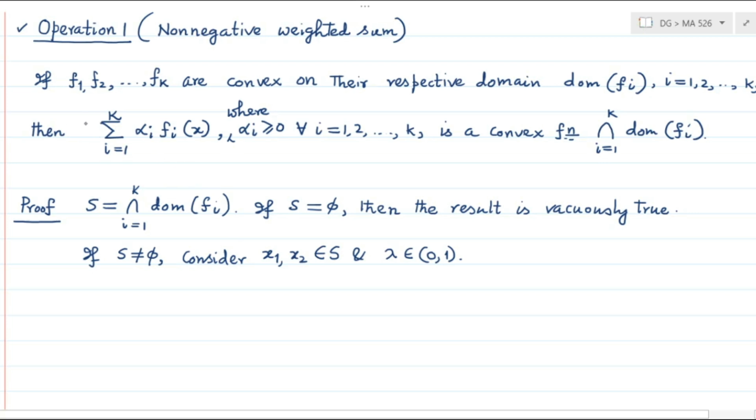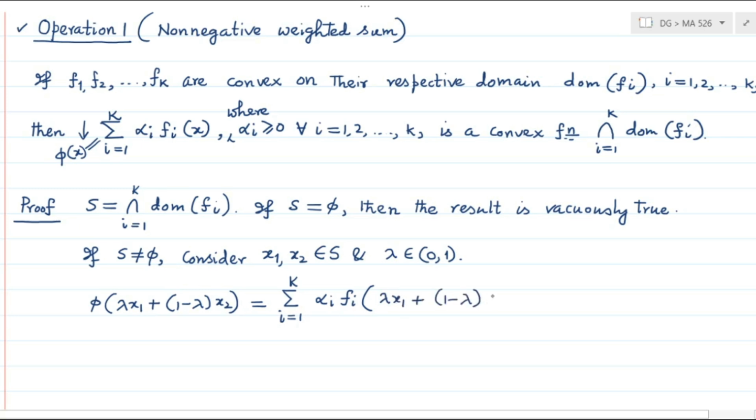Here let me take a notation for the summation function, say phi of x. For this phi, we have to prove that phi of the convex combination of x1 and x2 is less than or equal to the convex combination of the phi values at x1 and x2. How do we prove it? It is very straightforward. We note that phi of lambda x1 plus 1 minus lambda x2 is, by definition, the summation over i equals 1 to k of alpha i times fi of lambda x1 plus 1 minus lambda x2.